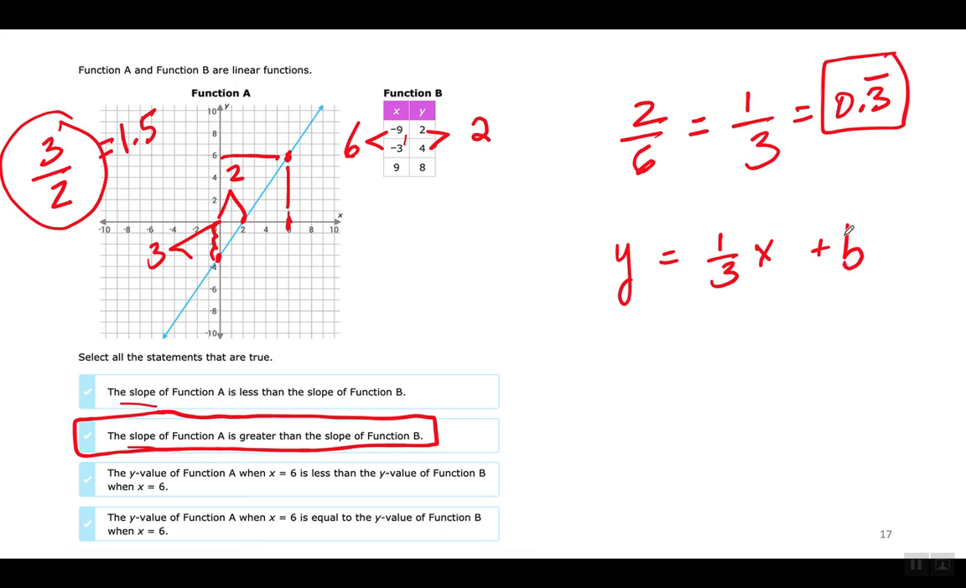Okay, for function B, I have to finish writing out the equation. Alright, so let me make sure I didn't make a mistake here. 2 over 6. 1 over 3.